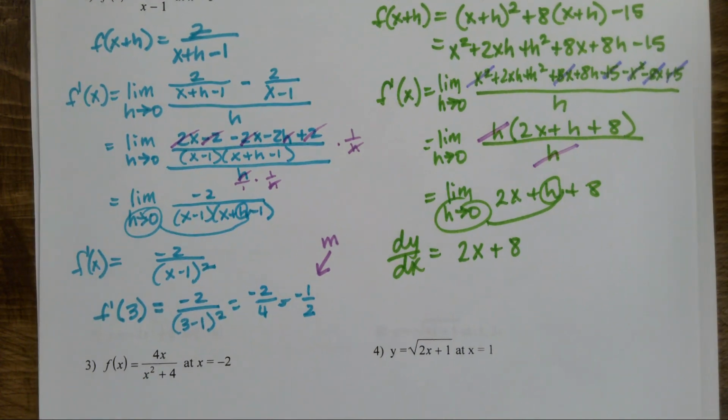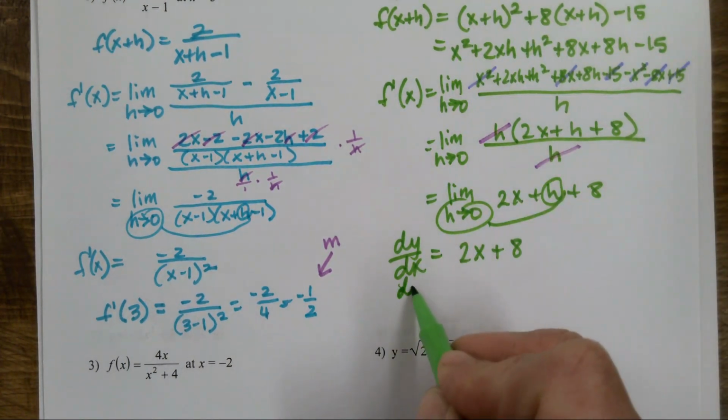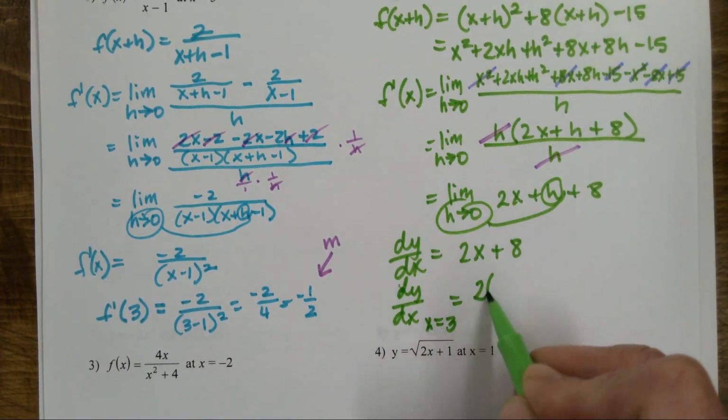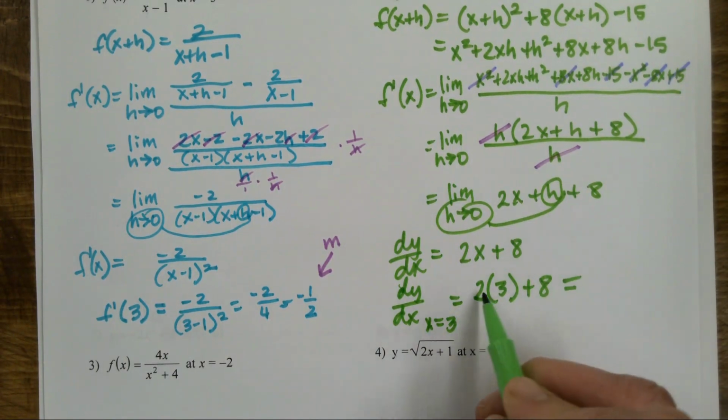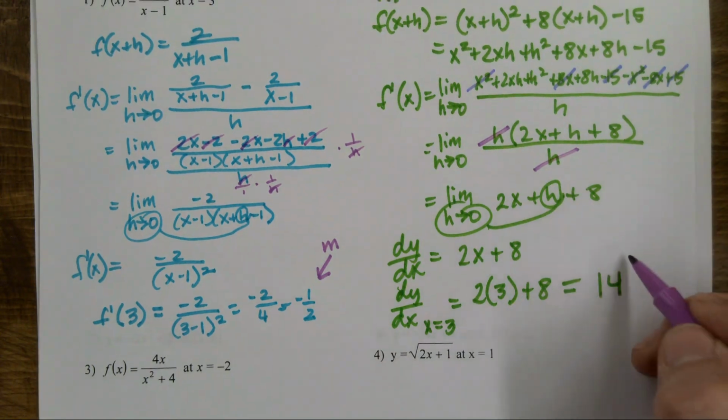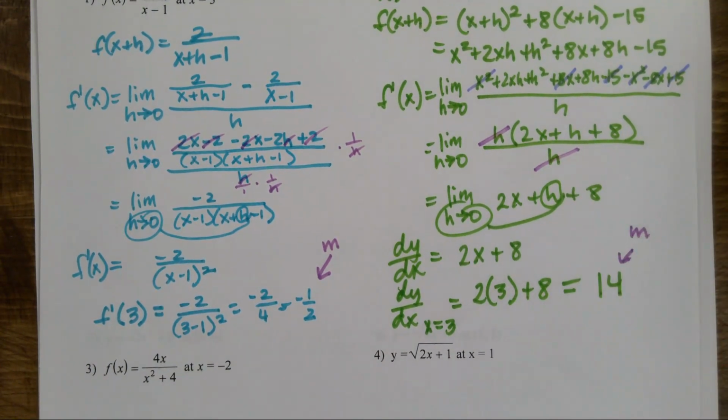And now I'm going to evaluate. Again, it's at x equals 3. So dy/dx at x equals 3 is 2 times 3 plus 8, or 14. That is the slope of the tangent line to this function at 3. That tells me at 3, if I were to look at the graph of this parabola, it is rising fast. 14 is a pretty steep slope. It's positive. That means my graph is increasing or rising at that location.